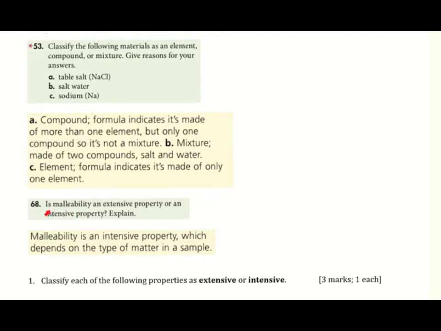Next question. Is malleability an extensive or intensive property? In this kind of question, just mention whether it is intensive or extensive, and give the definition of the property. Malleability is the ability of a substance to be shaped. So it depends on the nature but not on the mass. So this is an intensive property. It depends on the type or nature but not on the mass of the sample.